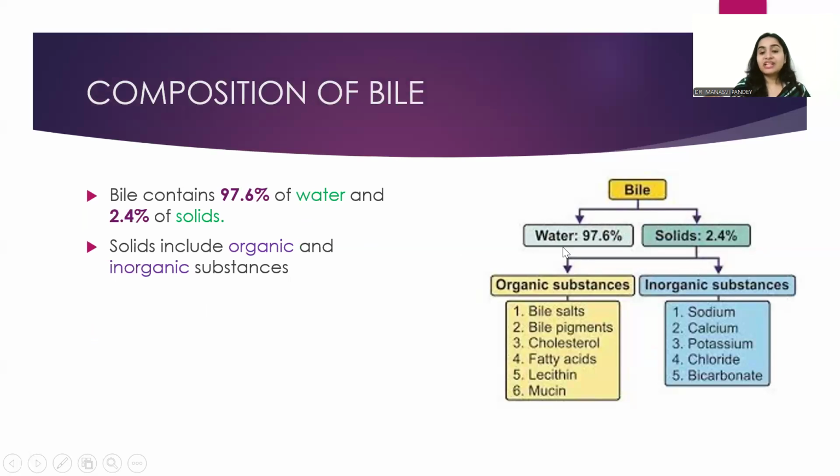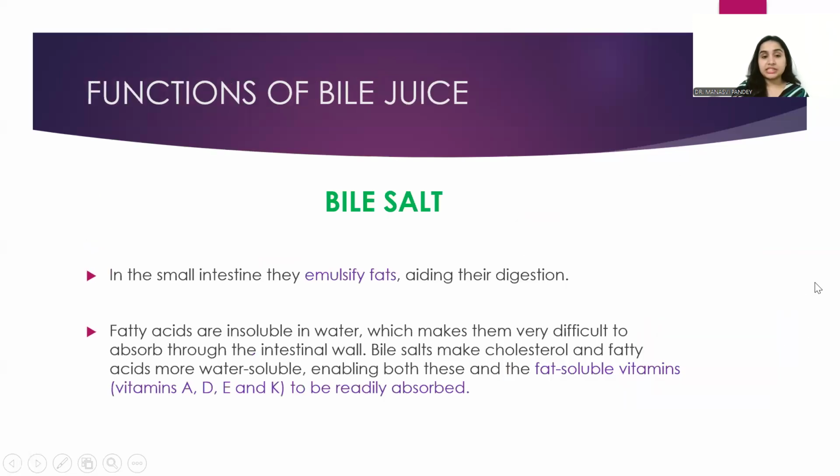Now, composition of bile. Bile is composed of 97.6% of water and 2.4% of solids. These solids are further divided into organic and inorganic substances. Organic substances are bile salts, bile pigments like bilirubin and biliverdin, cholesterol, fatty acids, lecithin, mucin, and inorganic substances are sodium, calcium, potassium, chloride, bicarbonates.